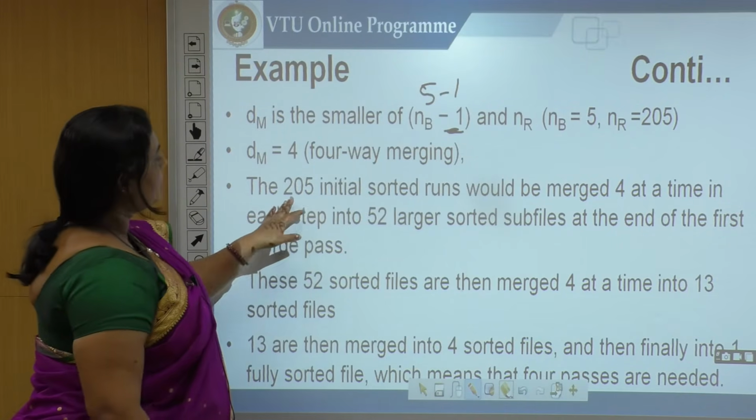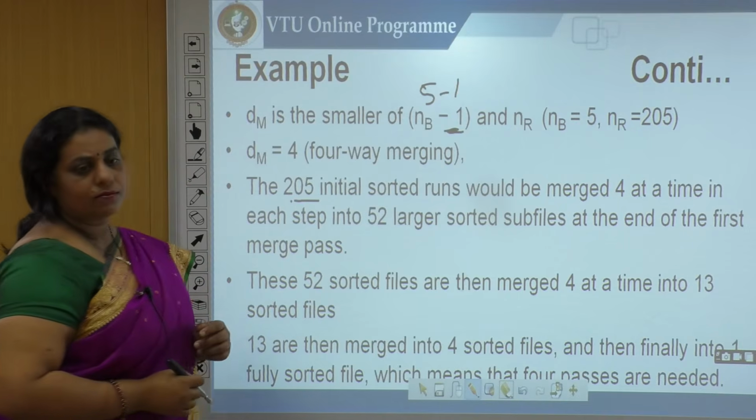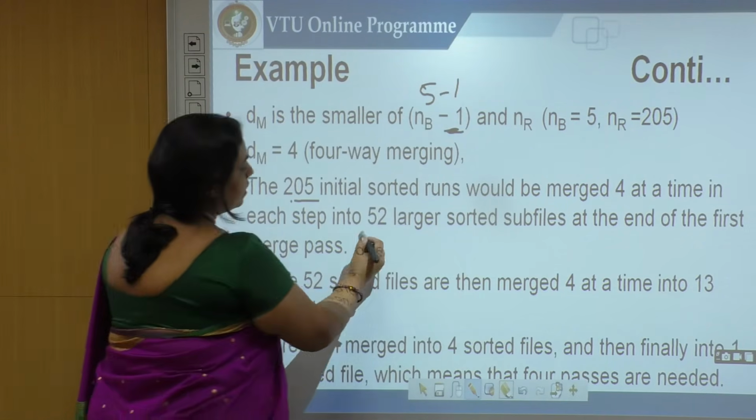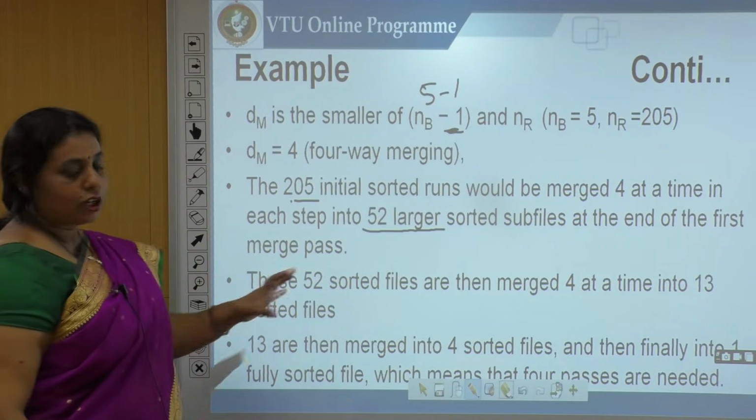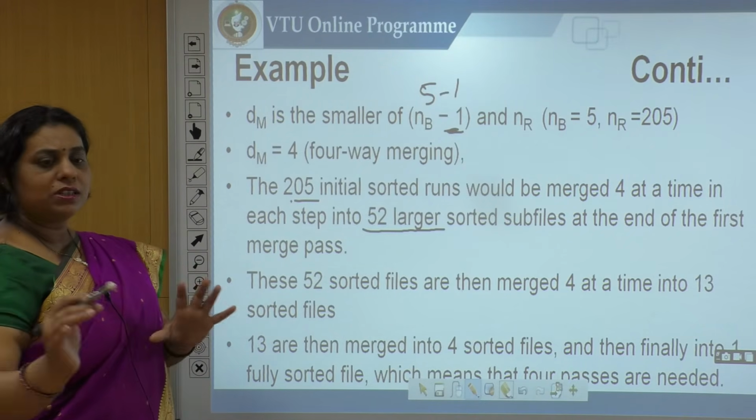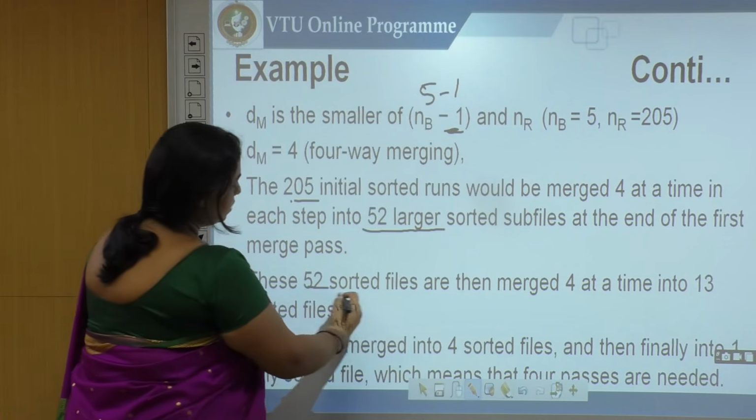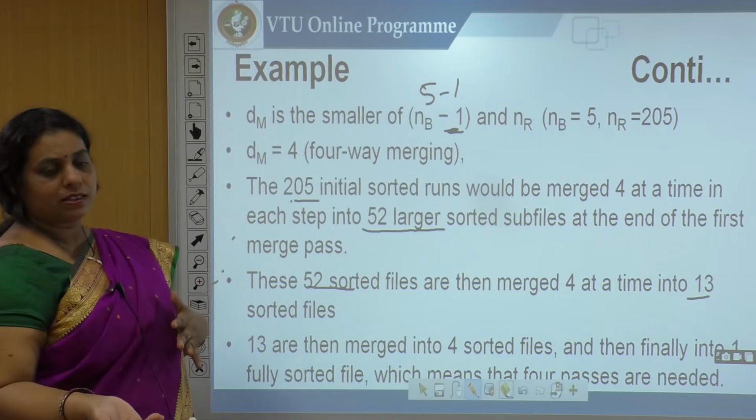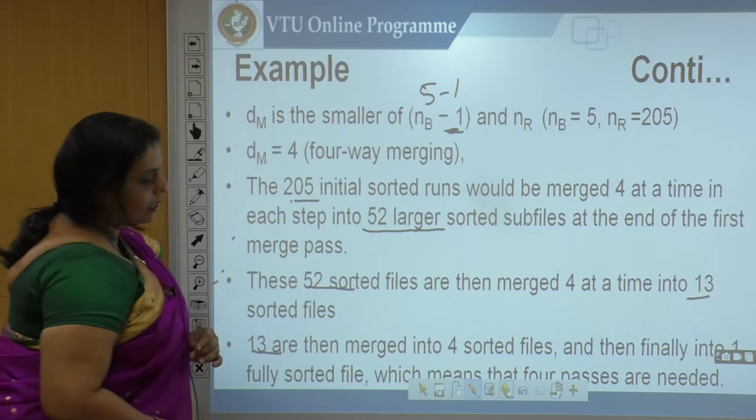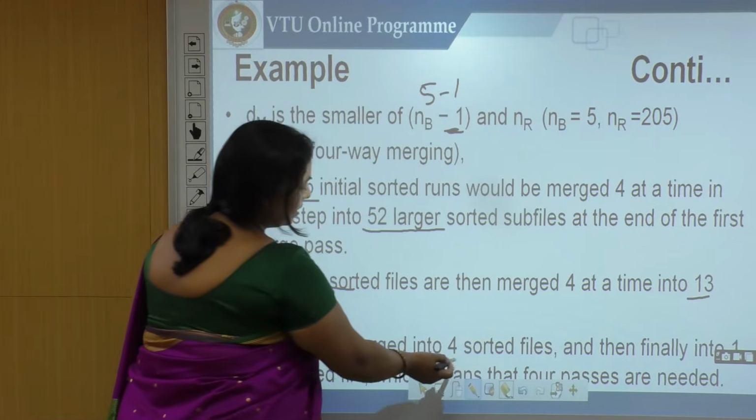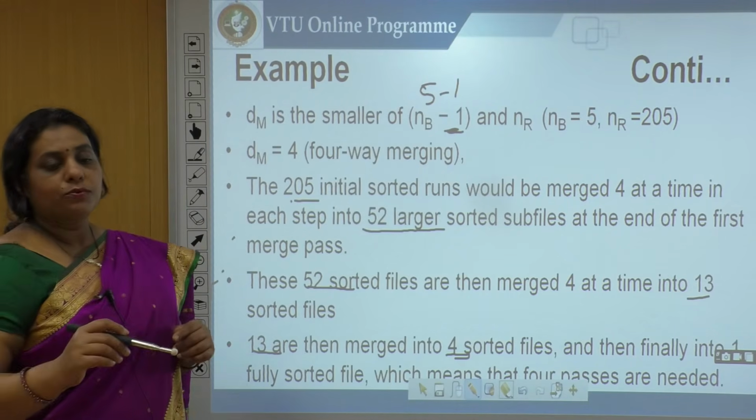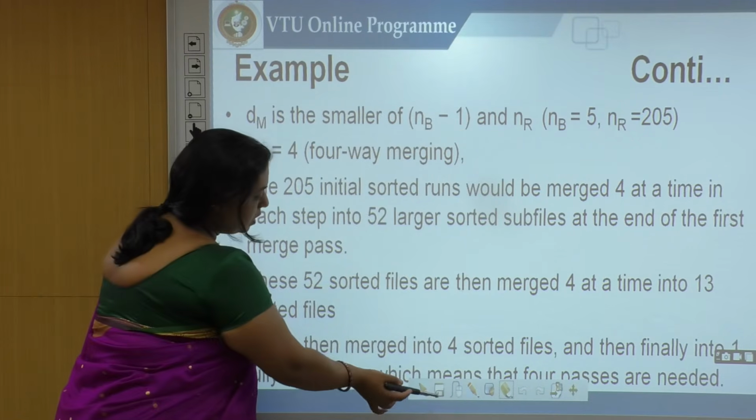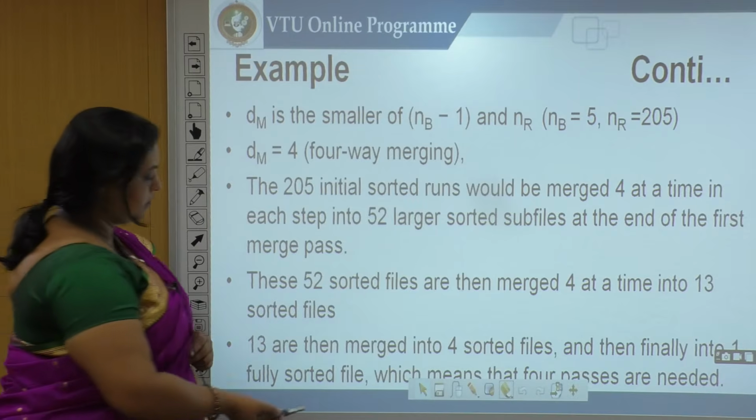Next one is, initially I had 205 sorted subfiles. I will merge them 4 at a time. So I get 52 larger files. Now these 52 larger files are again merged in groups of 4. So 52 larger files, I'll come to 13 more larger files, and these 13 are again merged 4 at a time to get the entire file merged into 1. This is how the merge algorithm works.